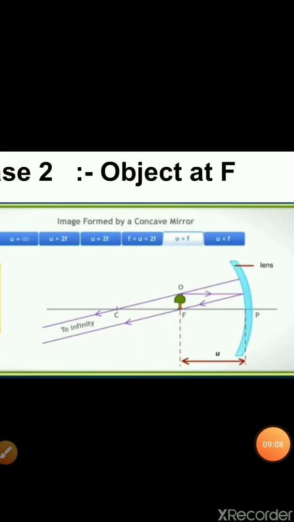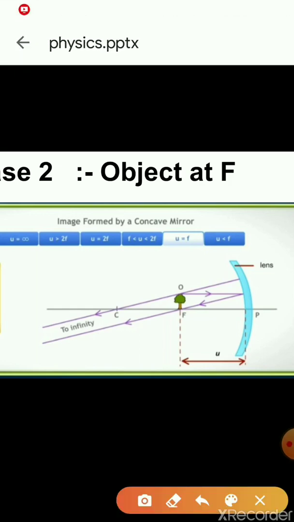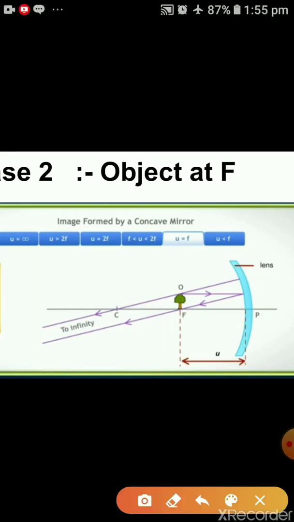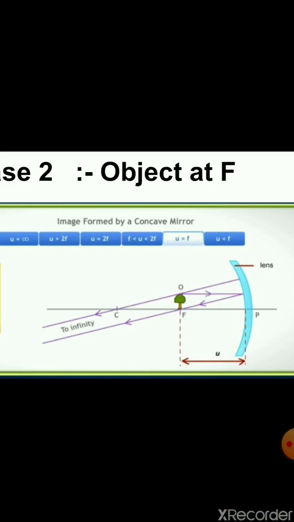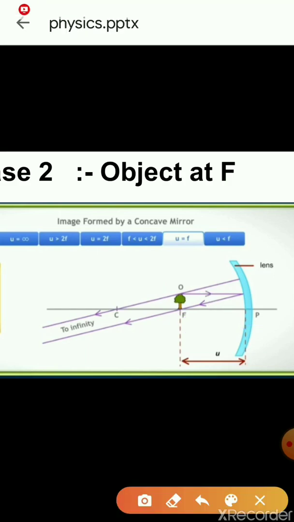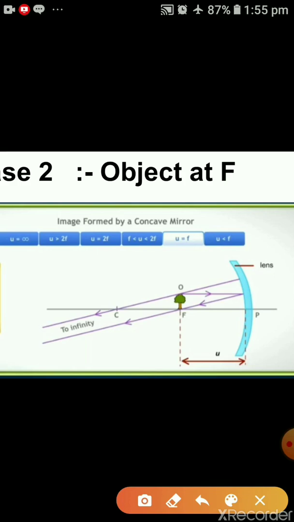Now in the second case, we are shifting our object. Earlier we had the object between F and P. Now we are shifting our object towards F. So I have taken the second case as when the object is placed at F point, the focus point. How is the image formed when the object is at focus? Again we have to show two incident rays and then we will get two reflected rays.